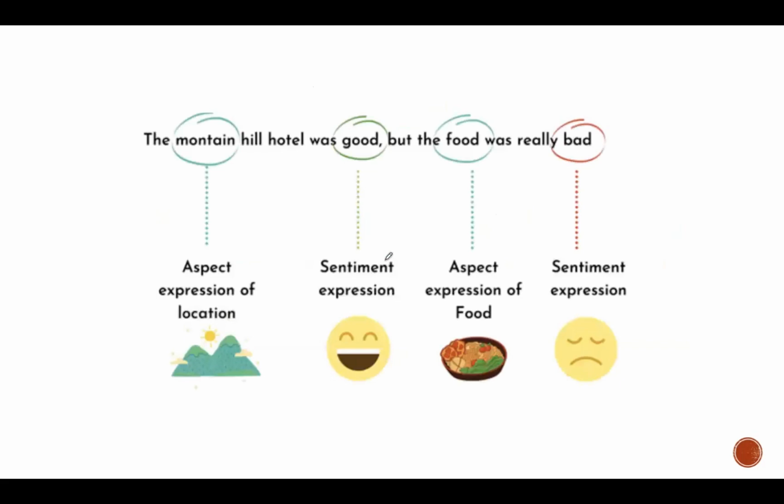In the same way, we can take one more example. In the first part of the sentence, mountain is the aspect expression, and the sentiment attached with that is good. So we are recognizing predetermined aspects as well as their associated sentiment in the data set. So here the sentiment is positive. And in the second part of the sentence, the aspect is food, and the sentiment attached with that is bad. So that is a negative sentiment.